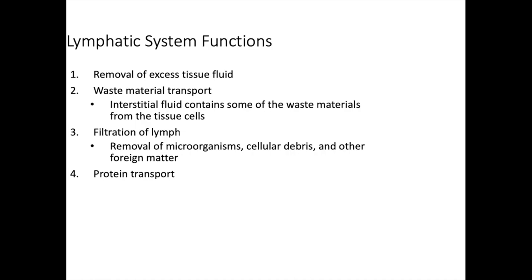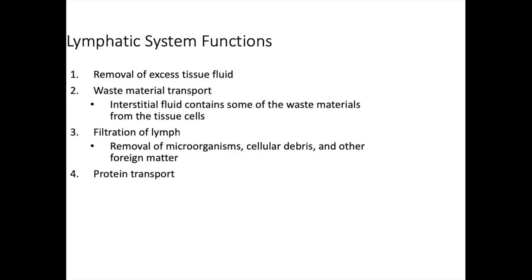So then we have waste material transport. That tissue fluid, that interstitial fluid that enters the lymphatic capillaries, will contain some of the waste materials from the tissue cells that will be carried to the blood by the lymph and eventually eliminated. Filtration of lymph. The interstitial or tissue fluid that enters lymphatic capillaries will also contain microorganisms or cellular debris and other foreign material that must be removed from the lymph before it enters into the bloodstream. This occurs as lymph passes through those lymph nodes, which we'll talk about. So the lymphatic vessels pass through the lymph nodes, and through that process, they filter the actual lymph fluid.